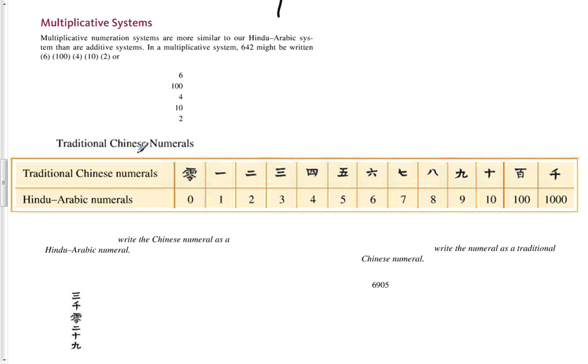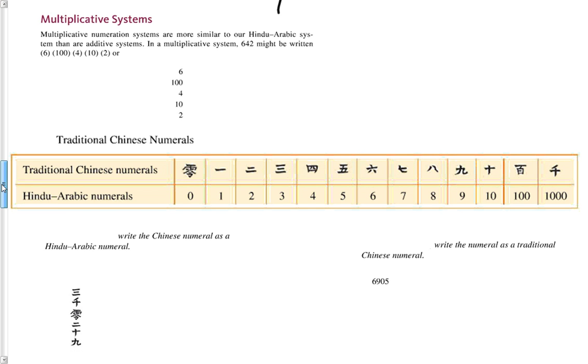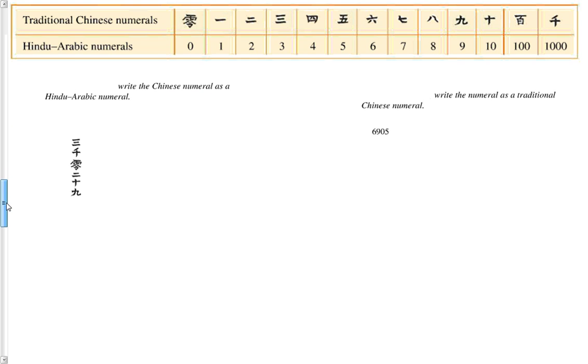In the traditional Chinese numeration system, we have numerals to represent the numbers from 0 to 9. And then we have numerals to represent the powers of 10. Whatever numeral we want from the numerals that represent 0 to 9, we just multiply that by the numeral that represents the power of 10 to get whatever number we seek. So for instance, here is a Chinese numeral, and I want to see what Hindu-Arabic numeral this represents.